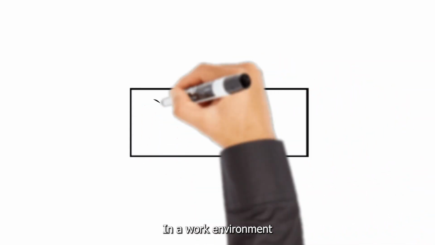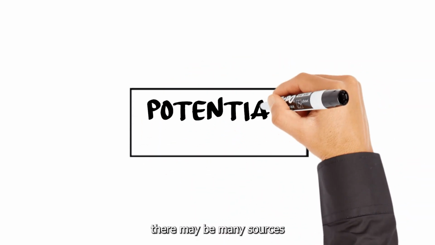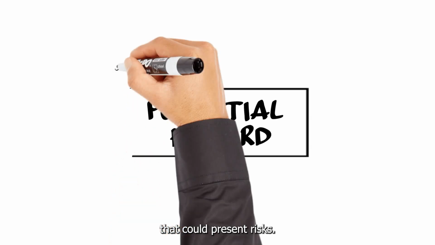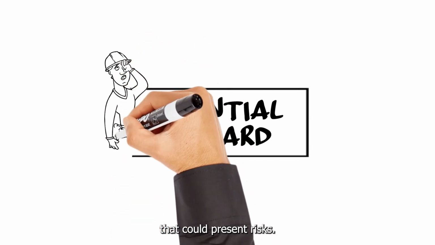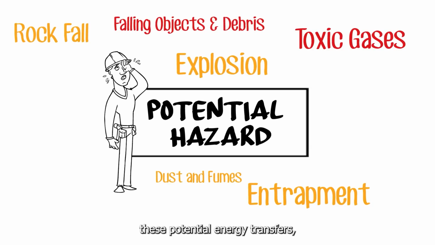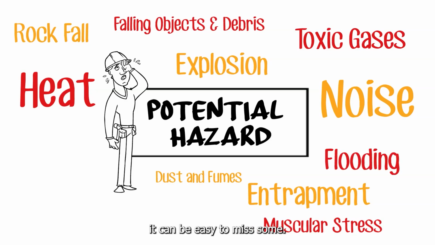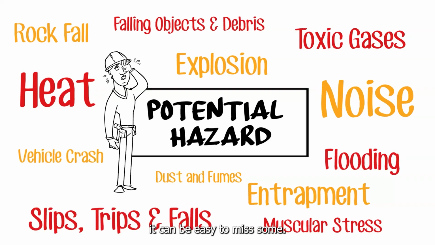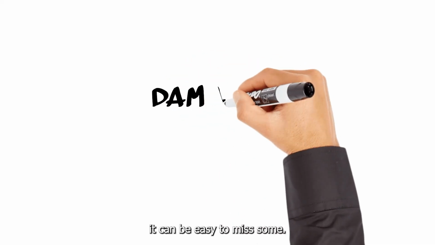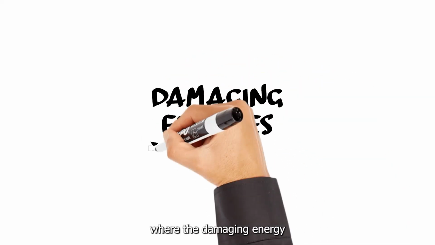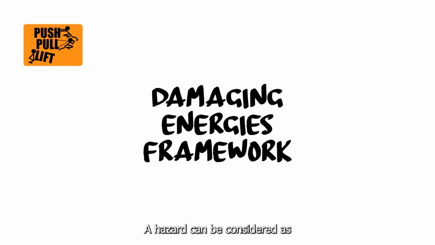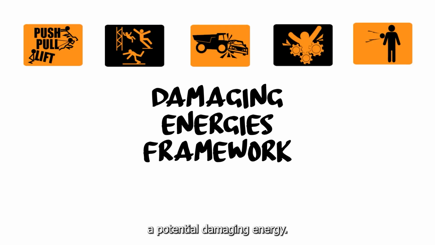In a work environment such as a mine site, there may be many sources of potential energy transfer that could present risks. Without a system for identifying and categorizing these potential energy transfers, it can be easy to miss some. That's where the damaging energy model is helpful. A hazard can be considered as a potential damaging energy.